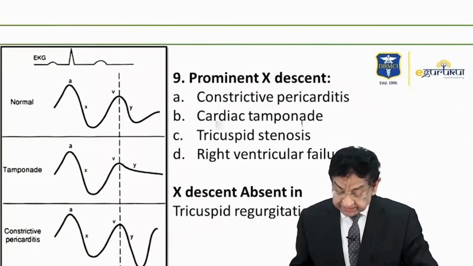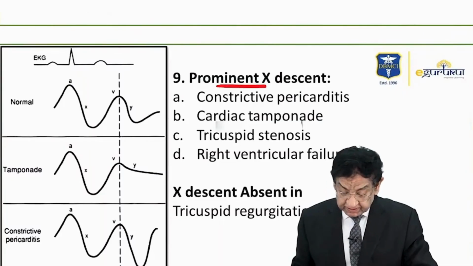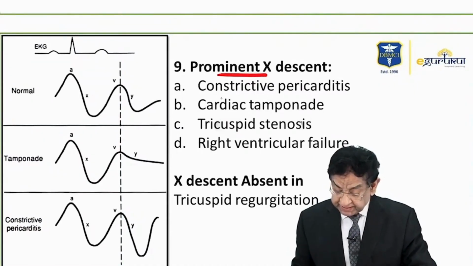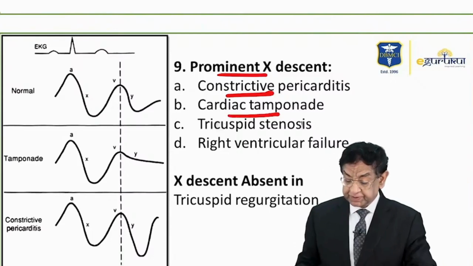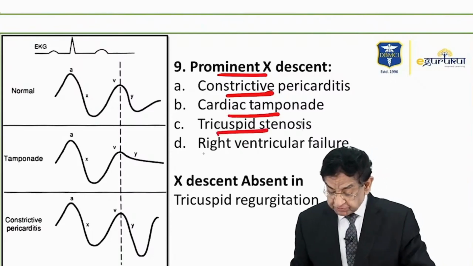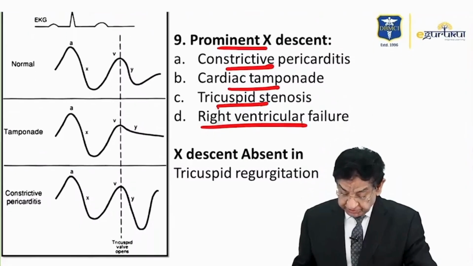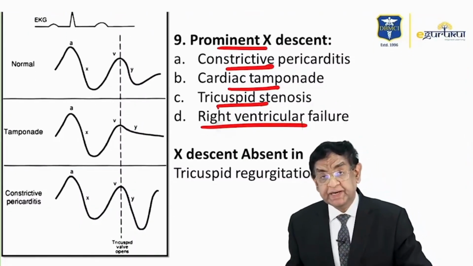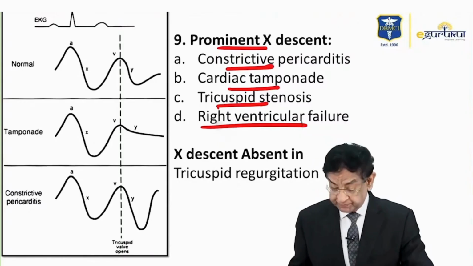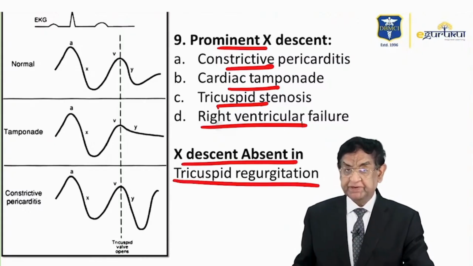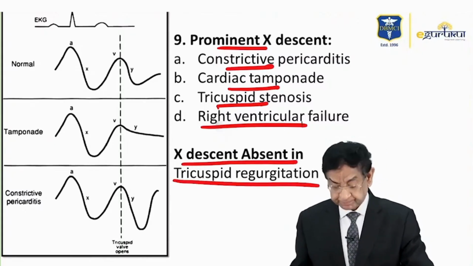Prominent X descent. X descent we are getting normally, and we are getting it more prominent in constrictive pericarditis, cardiac tamponade, tricuspid stenosis and right ventricle failure. In all these conditions, you get prominent X descent. X descent is absent in tricuspid regurgitation.